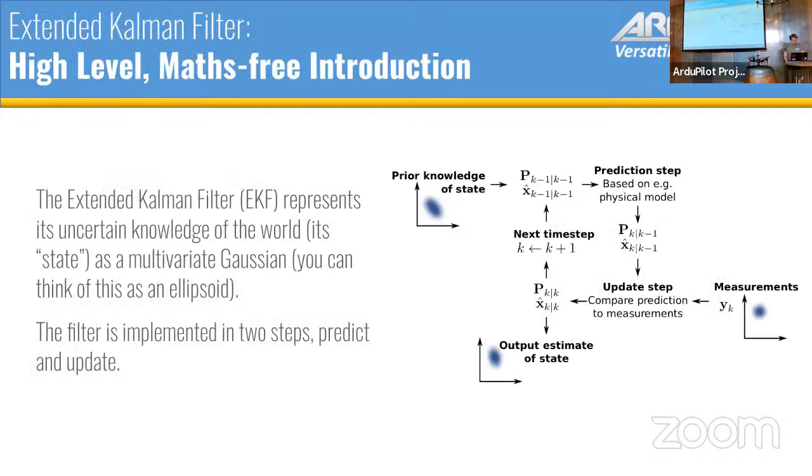All right, so currently we use the extended Kalman filter for our state estimation needs. An extended Kalman filter represents its knowledge of the world as a Gaussian. So basically, these fuzzy blobs here, you can think of them as an ellipse or an ellipsoid, and it basically has 2 steps. It predicts the next.